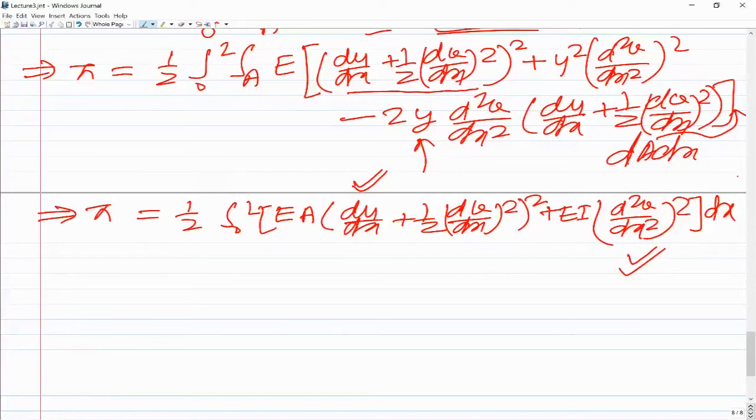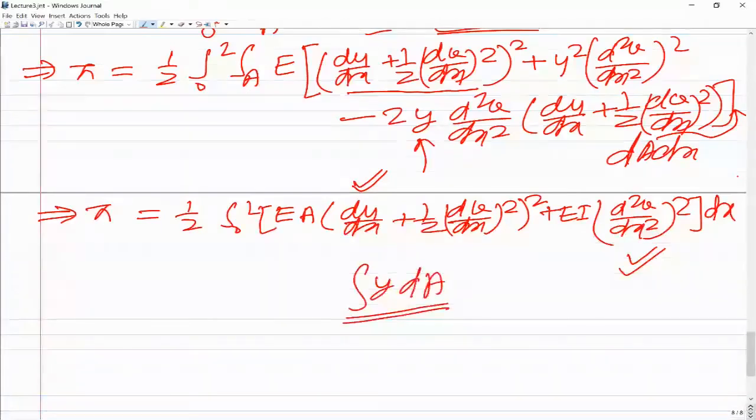Yes, please. Sir, how will the third term be zero? Can you please explain, sir? Yeah. So the third term is because it is integral y dA. The cross-sectional part is simply integral y dA. And if you recall the neutral axis, you can say the neutral axis is the centroid of the cross section. So the moment of the area about the neutral axis is equal to 0.